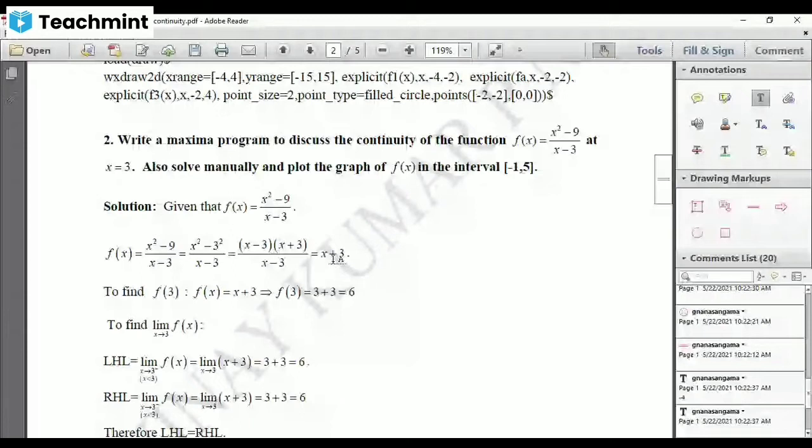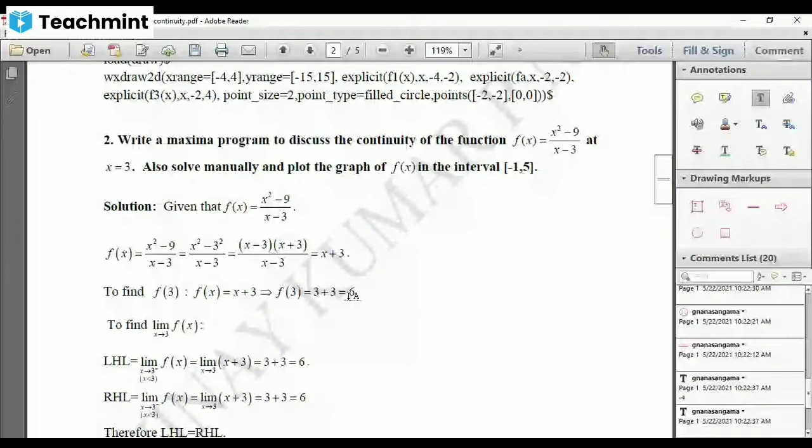Now let us find out f of a. What is your a here? 3. So f of 3. What is your f of x? X plus 3. Therefore, put x equal to 3. You'll get 3 plus 3, which is 6. So we got f of a, which is finite. So the first condition of continuity is satisfied.